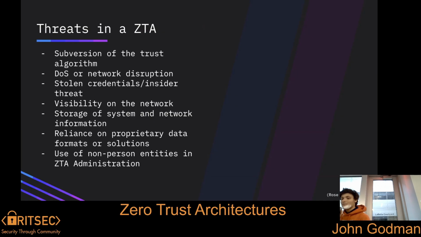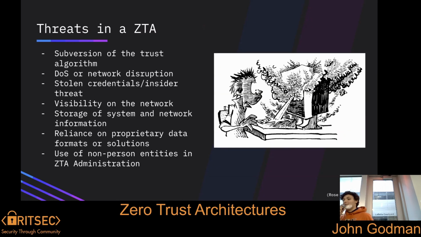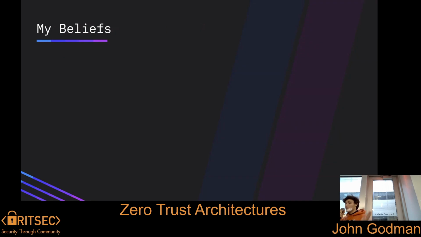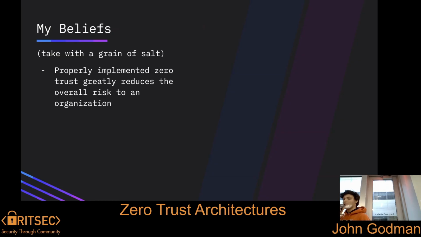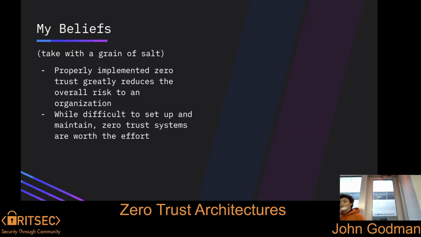So, obviously, there are some problems, but personally, to conclude, here's my 2 cents. Of course, take this with a grain of salt. I'm a student, and those who know me well will know the other reasons. But personally, I believe that a properly implemented zero trust architecture greatly reduces the overall risk to an organization. And of course, I say properly implemented because while it's difficult to set up and maintain these systems, I believe it's definitely worth it in the long run.